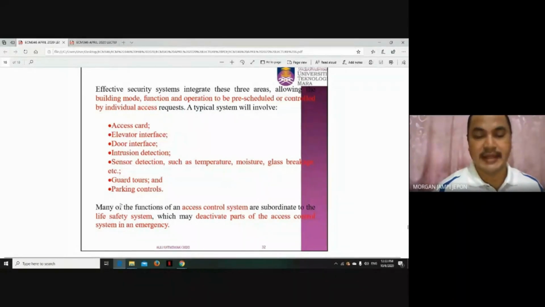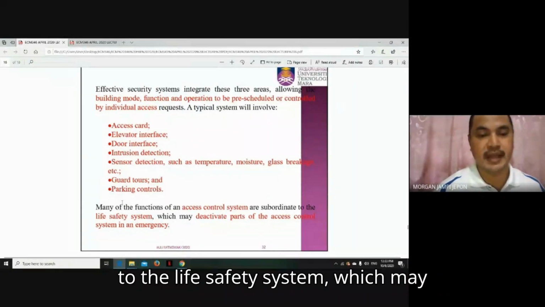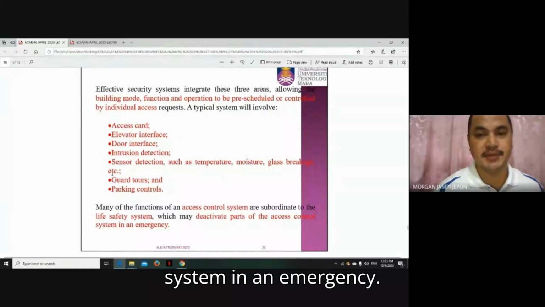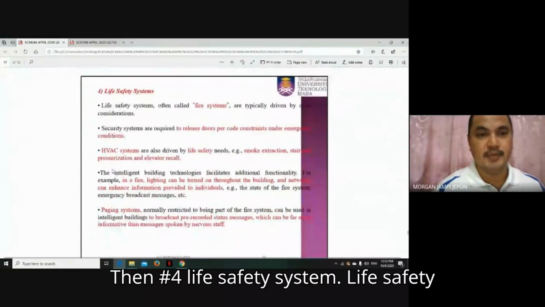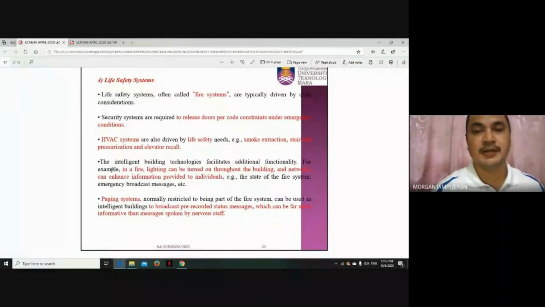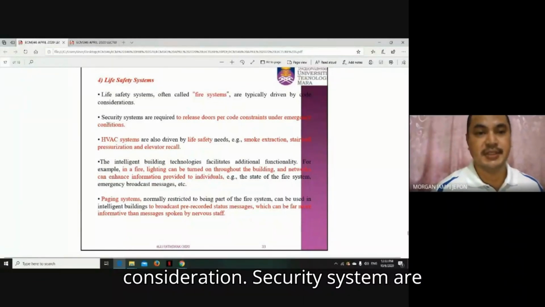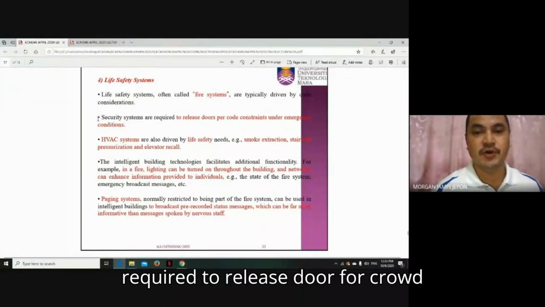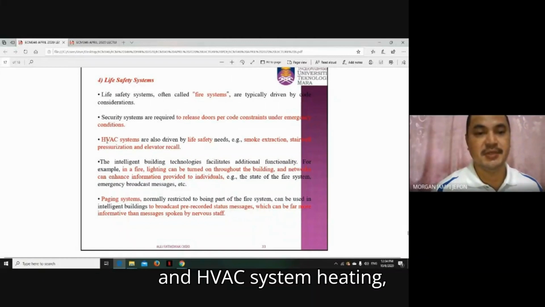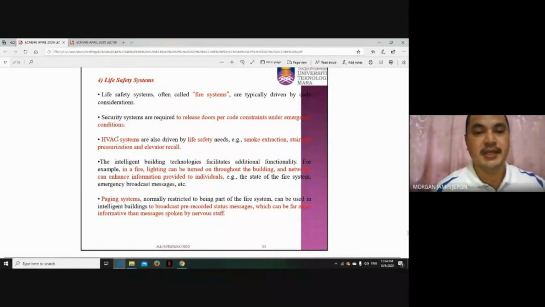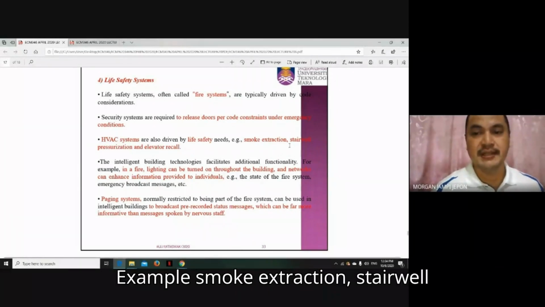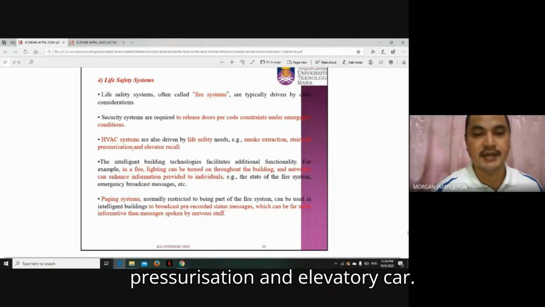Many of these functions of an access control system are subordinate to the life safety system, which may deactivate parts of the access control system in an emergency. And number four, life safety system. Life safety system, often called fire system, are typically driven by code consideration. Security systems are required to release door per code constraint under emergency condition. And HVAC system, heating, ventilation, and air conditioning, are also driven by life safety needs. Example, smoke extraction, stairwell pressurization, and elevator recall.